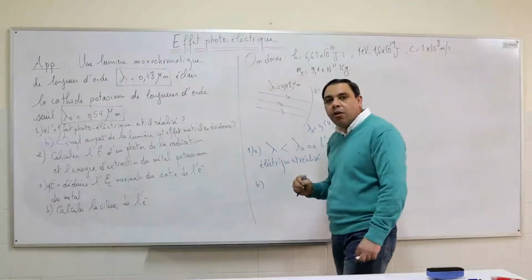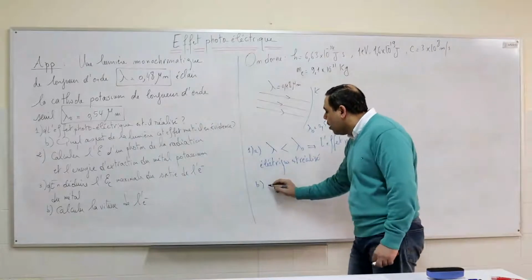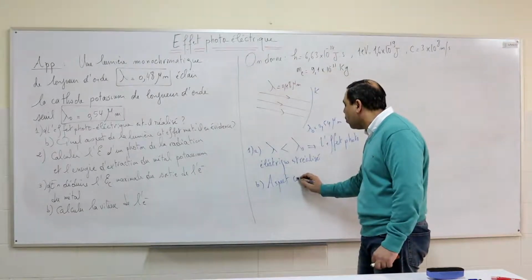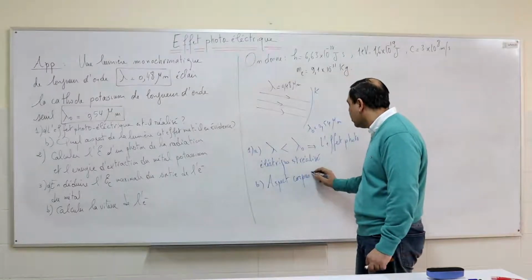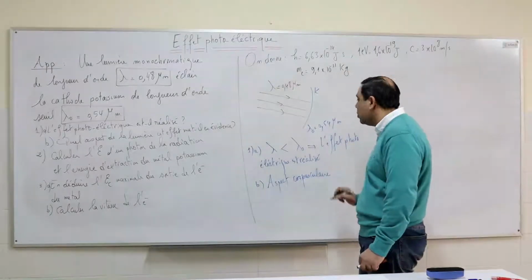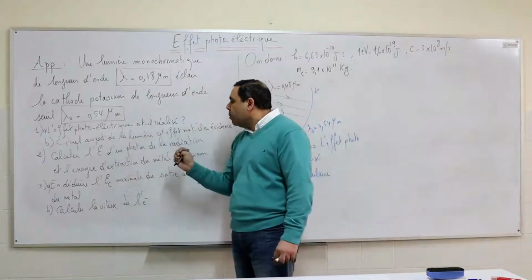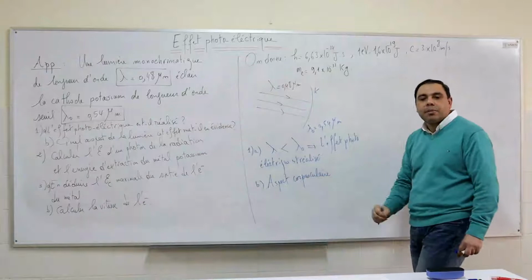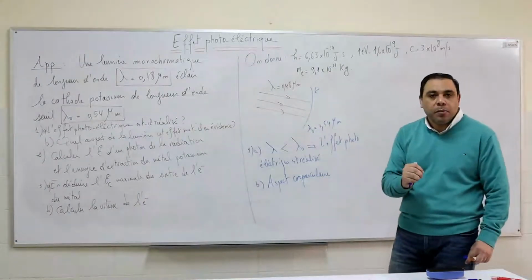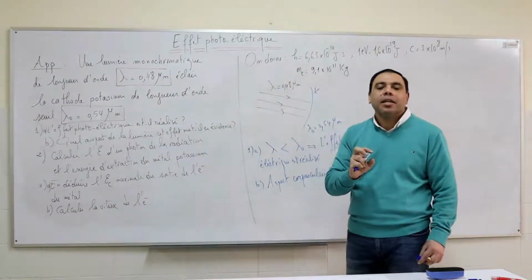In the second part, part B, which aspect of light is shown evidence here? The corpuscular aspect. That is to say that light is considered to be energy packets or photons.